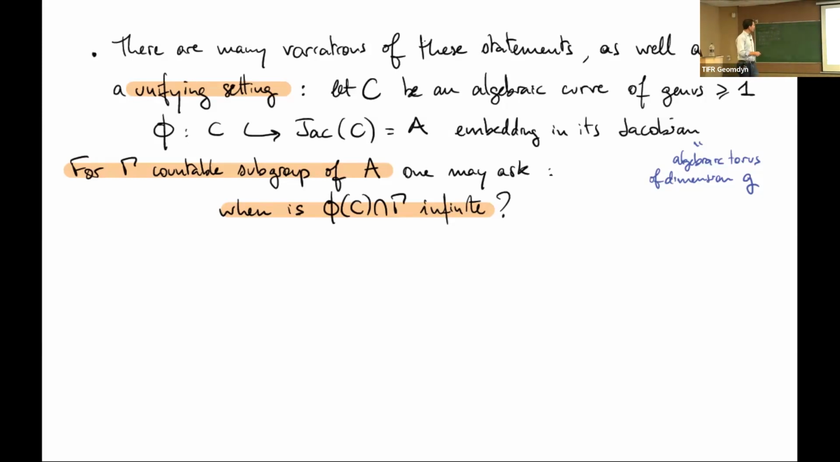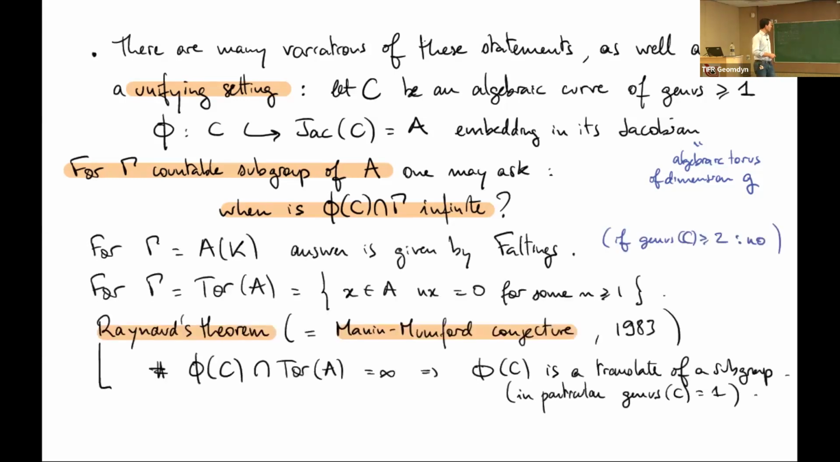And so now you can ask this question. You take any countable subgroup of this abelian variety, and you can ask whether the image of C by the Abel mapping has infinitely many intersection points with this countable subgroup. If you take the subgroup of points over a given number field, it is actually a finitely generated subgroup of the torus. So the answer is exactly the Faltings theorem. But you can take other subgroups. Another one is the subgroup of torsion points.